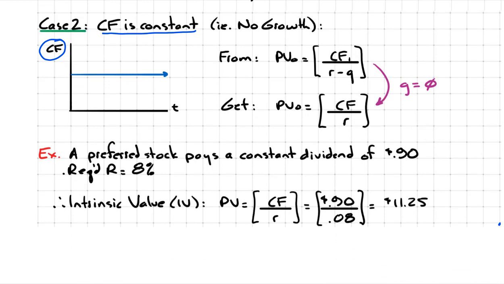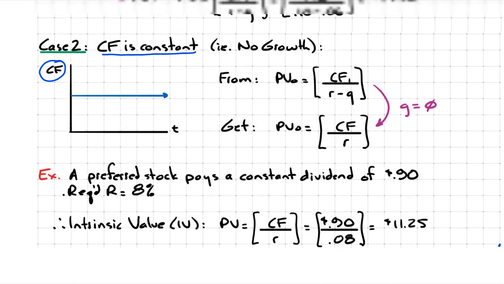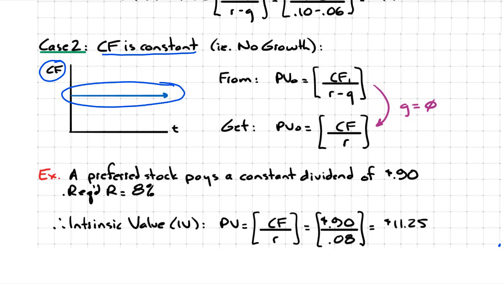Now, in real life, the instrument that exhibits this kind of cash flow pattern are preferred stocks or preferred shares. And the reasoning is as follows. The fact that it's a stock means it has no maturity, which is why these cash flows continue forever. But at the same time, the fact that it's preferred, with preferred stock, usually the dividends are fixed.